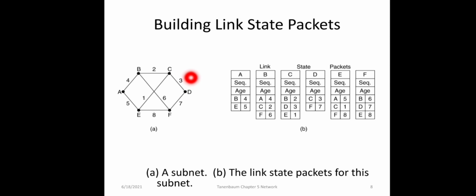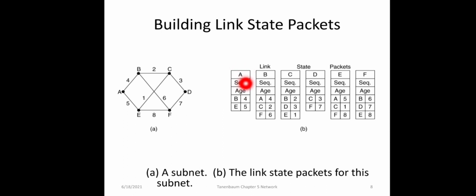Let us see an example of the link state packet for a subnet. This is the subnet given with 6 different nodes, and they are interconnected like this. The numbers given on those links are the cost of each link. From A to reach B, it costs 4. Now based on this information, how do we create the link state packet? For A, 2 neighbors are there, right? B and E are the neighbors, and it knows the costs are 4 and 5. So this is the information.